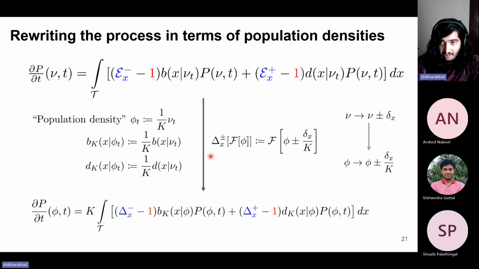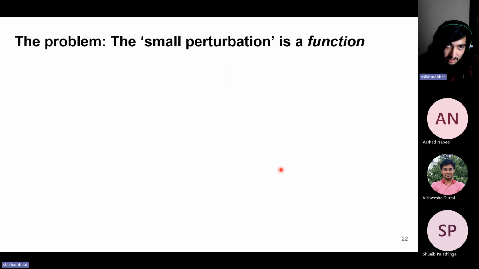What we have done here is moved from a population which transitions in units of delta x to a population which transitions in units of delta x by k. And for the discrete case, once we had this, we were able to Taylor expand. The idea was if we had x to x plus minus 1 by k, and we said if k is large, this is a small perturbation of x, so we can Taylor expand. We would like to do the same thing here, but there is a slight problem.